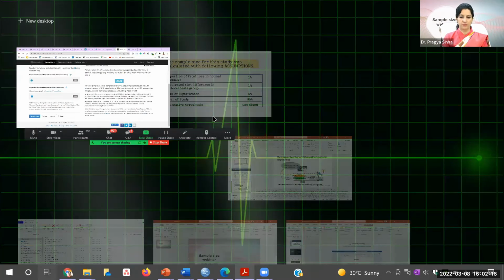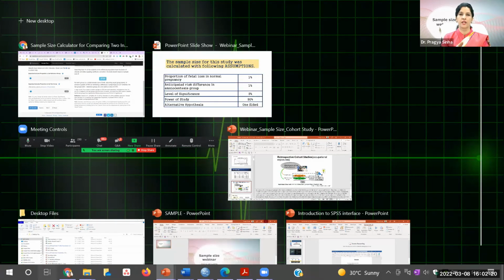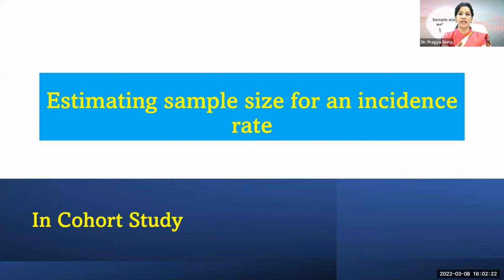Otherwise, more or less, it will be very nearly the same. So this was regarding the hypothesis testing for a relative risk.